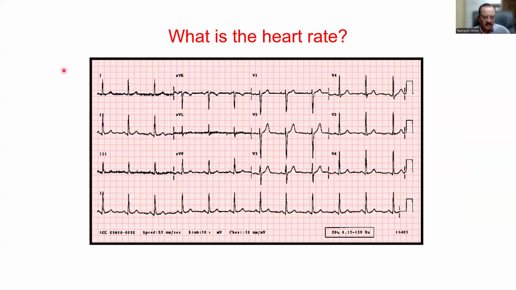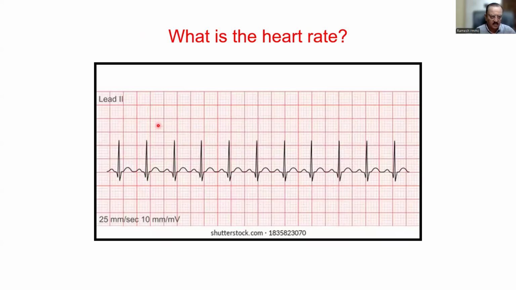What is the heart rate here? Please attempt. I want you to be interactive. Throughout today, I will be asking a lot of questions like this. What is the heart rate here? 75. Very good. There are four big squares, so it is 300 by 4, 75. Is it a normal rate or brady or tachy? Normal heart rate.